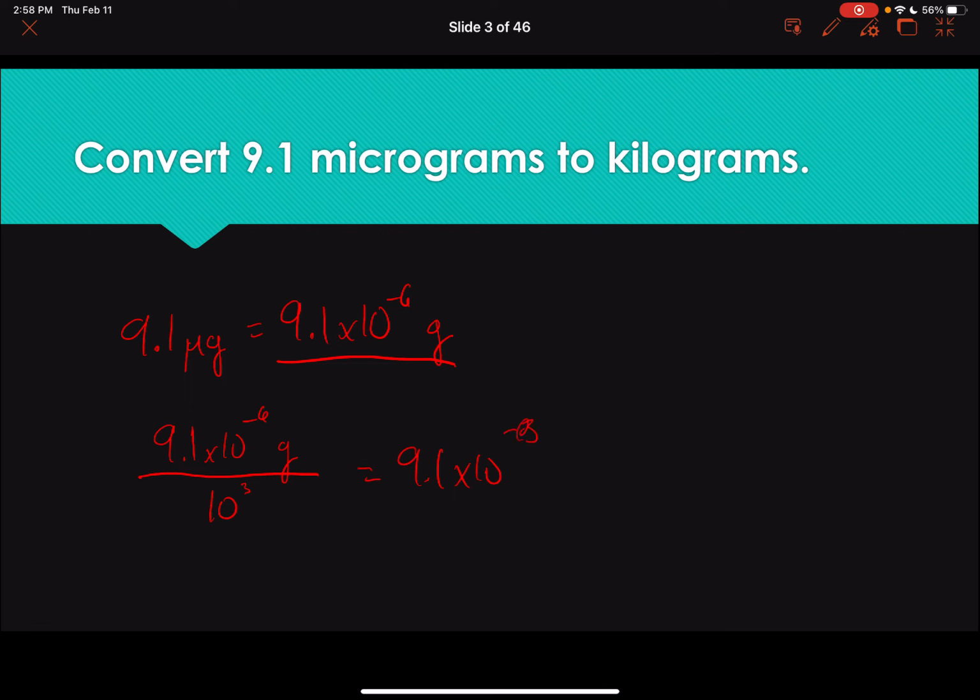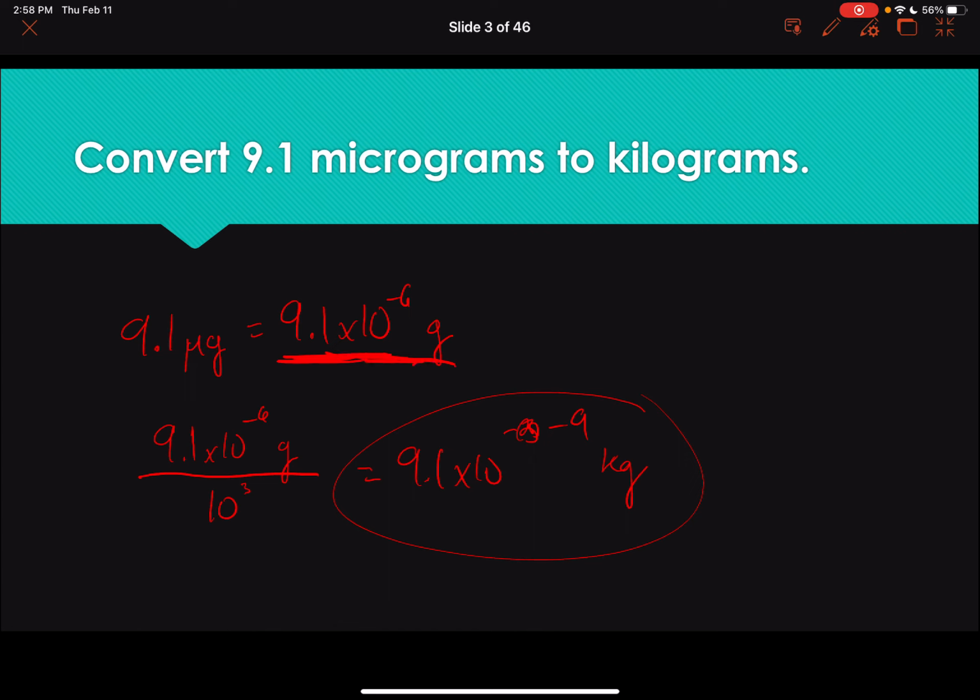All right, my bad, not negative 3. If we subtract, we get negative 9, right? Negative 6 minus 3 is negative 9. And so that's it. This is our kilograms, 9.1 times 10 to the negative 9. That's the easiest way to think about it. So first go to your base by the definition it gives you here. Micro is negative 6, so we just add that, and we're done.